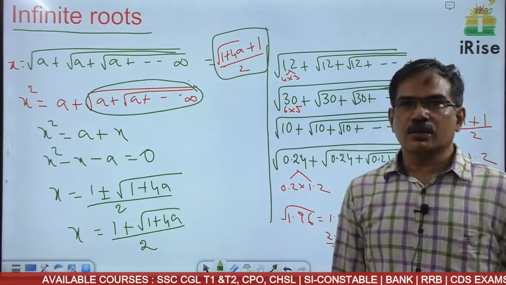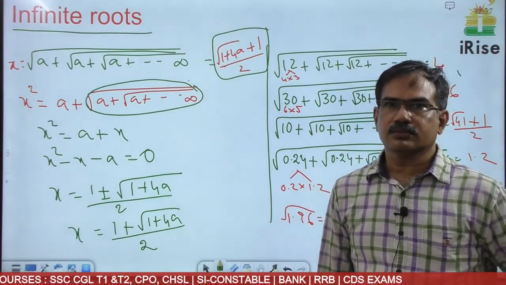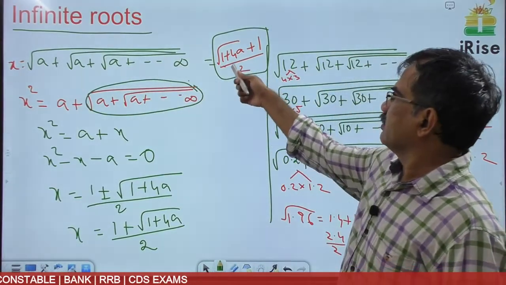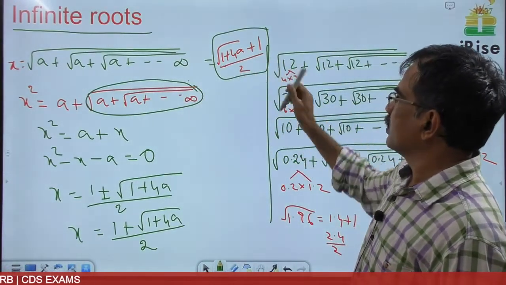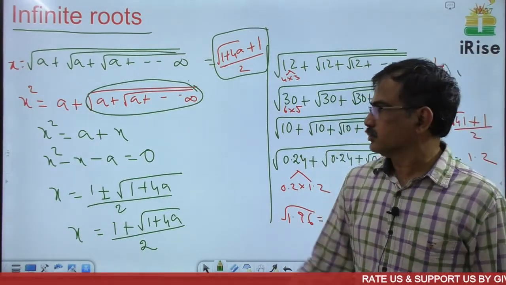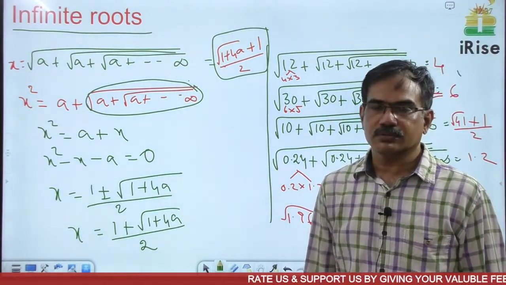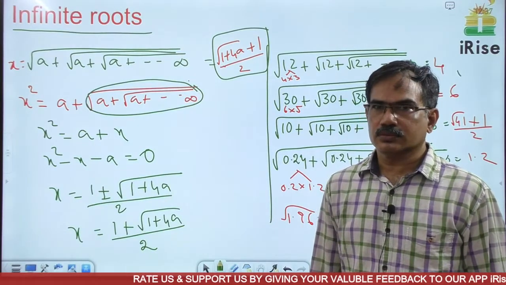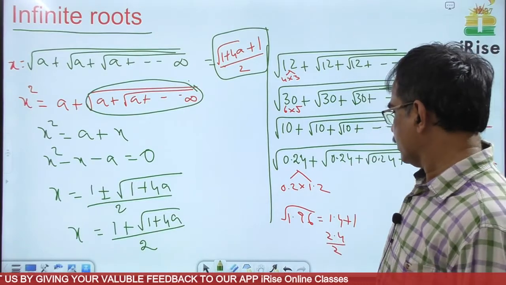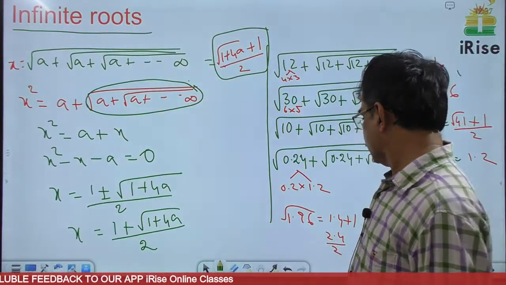Okay, this is the method of finding the answer. Root of a plus root of a plus root of a up to infinity is given. The answer for this question is (root of 1 plus 4a plus 1) by 2. This is the procedure. Then I want to write a few more formulae.